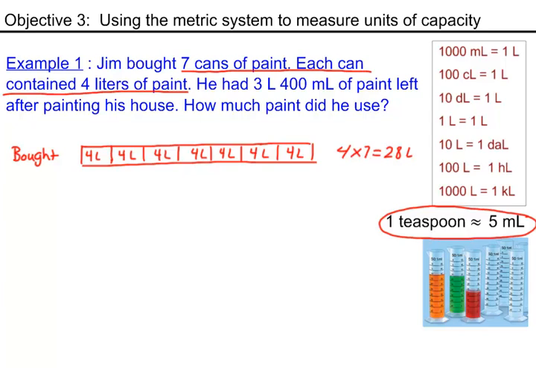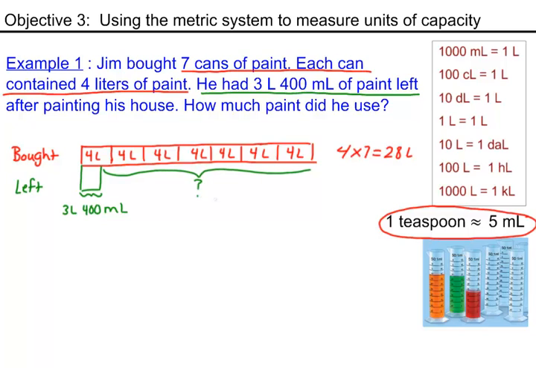Now they're telling us how much he had left. So he had 3 liters, 400 milliliters left. So put left right here. And this amount right there is 3 liters, 400 milliliters. What we're looking for is how much did he use on his house? So this becomes a subtraction problem. We take 28 liters and subtract 3 liters, 400 milliliters.